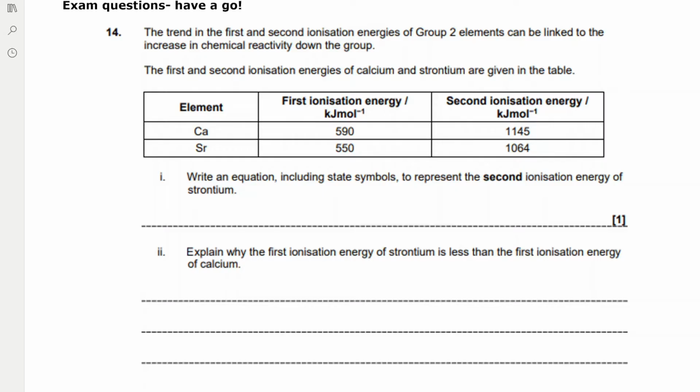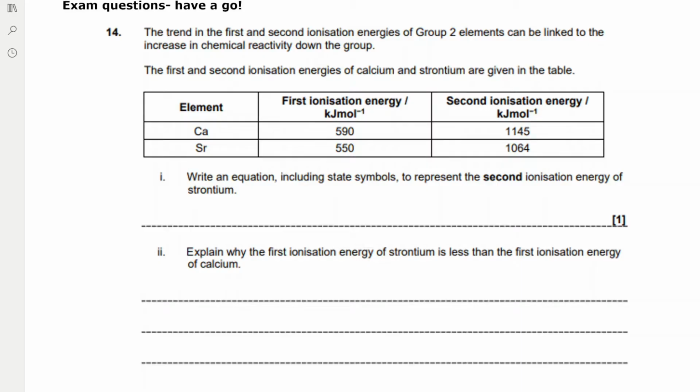The trend in the first and second ionization energies of group 2 elements can be linked to the increase in chemical reactivity down the group. The first and second ionization energies of calcium and strontium are given in the table. So we can see that they both have a similar first ionization energy, and the second ionization energy of calcium is slightly larger than the second ionization energy of strontium. Write an equation, including state symbols, to represent the second ionization energy of strontium.